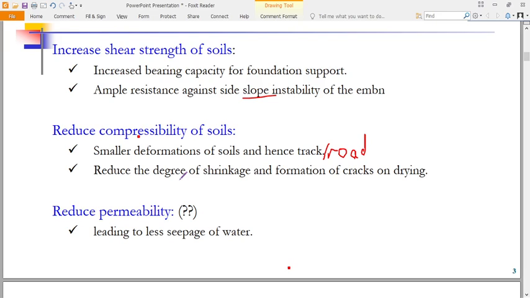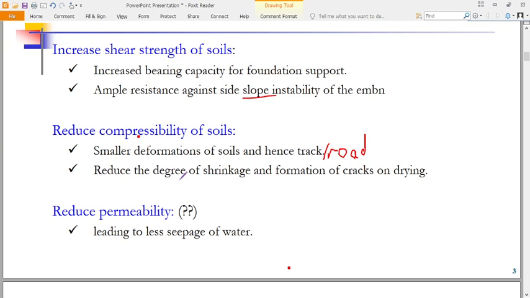If you want to compact a material, the material should be dry, so we assume that the degree of saturation is equal to 0. Now this one cancels out, and we achieve a material where the dry unit weight is equal to Gs over 1 plus e, times the unit weight of water. But it is also equal to the bulk unit weight divided by 1 plus w.